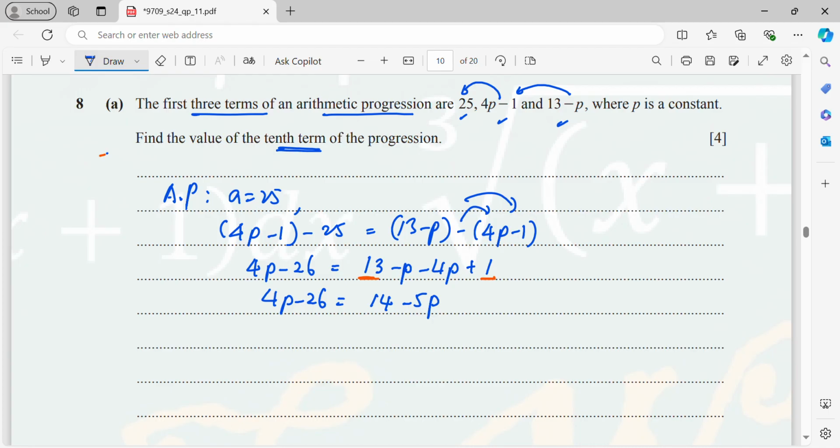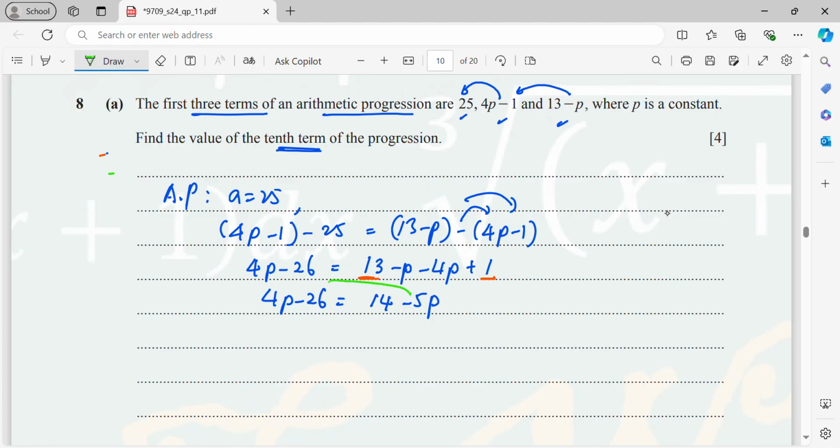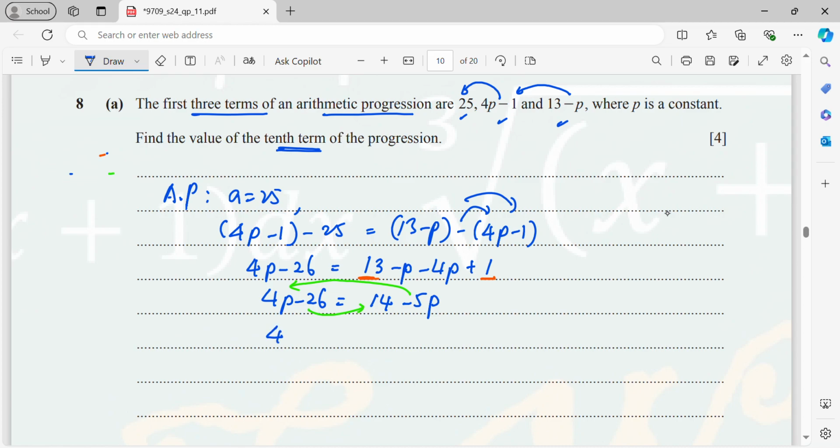So now the p will group together. So I will move the minus 5p to left side and minus 26 to right side. That means now here you will be getting 4p plus 5p equals to 14 plus 26. Therefore, left side is 9p, right side is going to be 40. Hence, my p is 40 over 9.